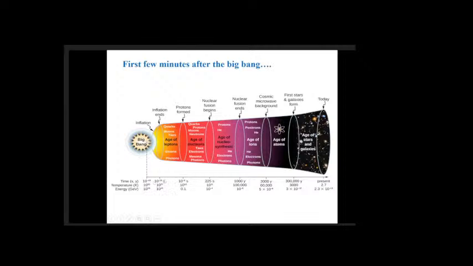So it's not even a second. Within a very small fraction of a second, the universe expanded hugely. And that episode was called the inflation epoch. So inflation, you know the meaning of that word, it's a rapid expansion within a very short time.